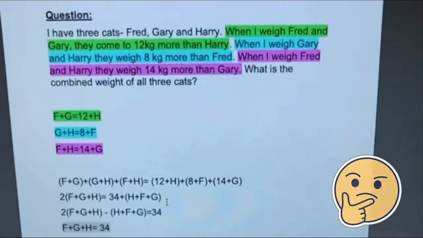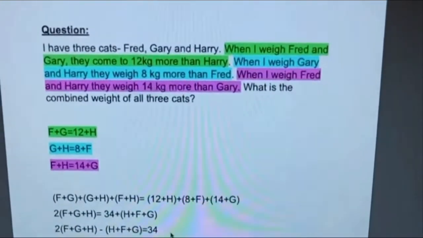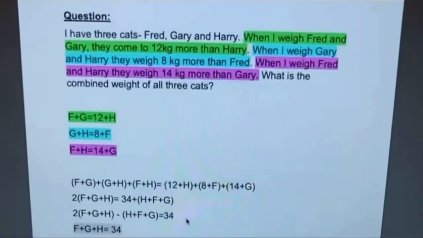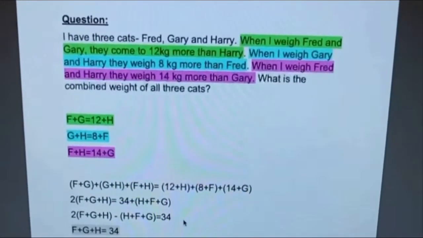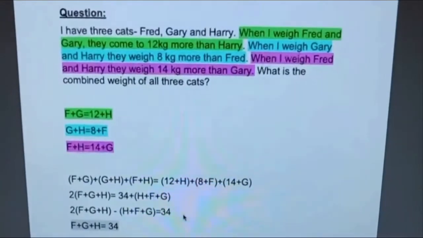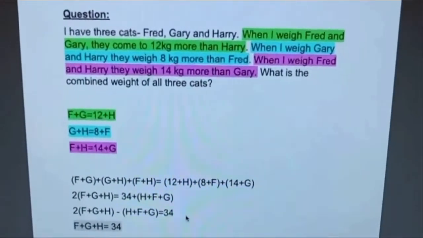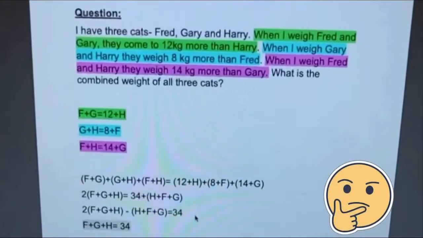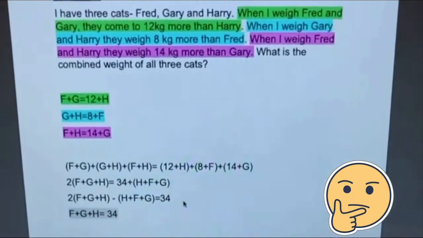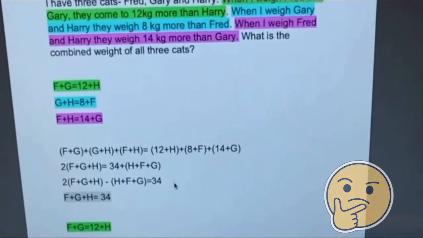And on the third step, I subtract the combined weight from both sides of the equation. So twice the combined weight minus the combined weight equals 34. So that means the combined weight is equal to 34. So now we know that the combined weight of all three cats is 34.